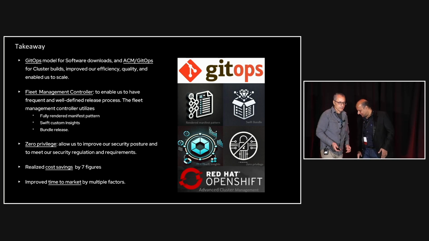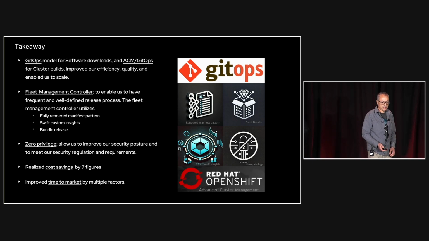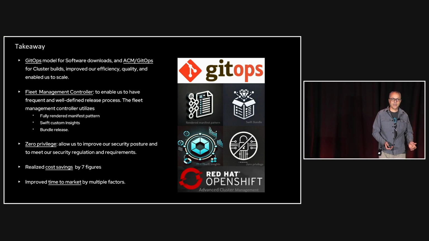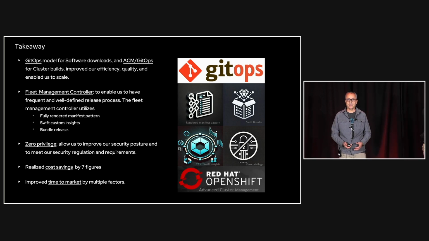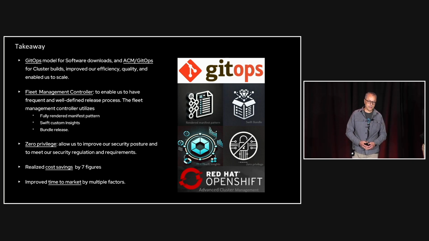Thank you, Praveen. So just to summarize, the takeaways are we use a GitOps model and use ACM, Advanced Cluster Management, to have faster cluster builds, and of course we improve the software downloads as well, and OpenShift software and OpenShift operator updates. We also introduced fleet management to scale our cluster builds and updates. We introduced some components that helped us along the way, like custom Insights and so forth.